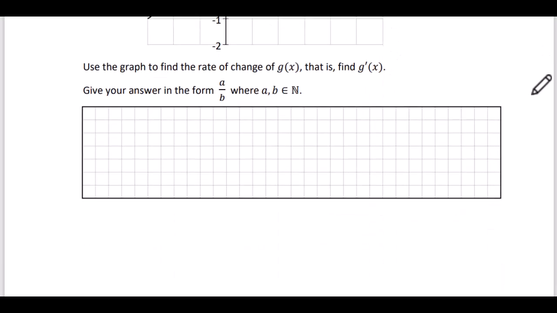So the slope, which is going to be equal to g prime x as well, they're the same thing if you like, is 4 over 6, or 2 over 3. And that's really it for this question.